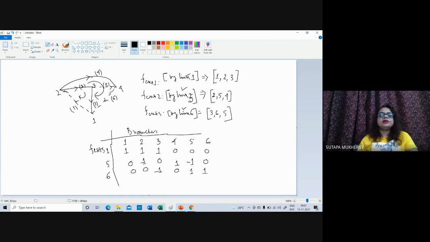Fundamental circuit 6: 3, 5, 6. What is the direction of this loop? Basically another direction is there. Okay. And this is 6. Oh, you are wrong basically. This is 6. So what are the branches associated with this 6?